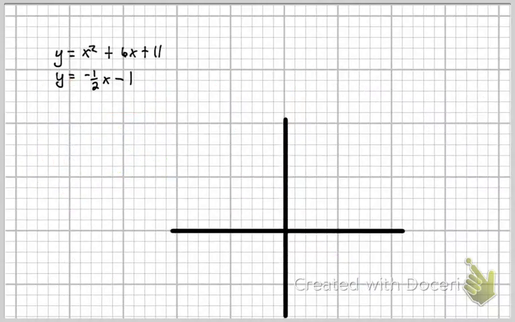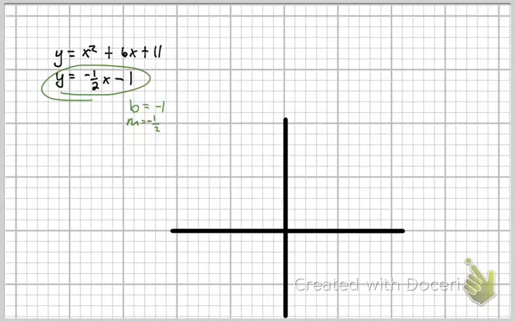So for our final example, we have y is equal to x squared plus 6x plus 11, and y is equal to negative 1/2 x minus 1. So just like the last problem, I'm going to start by graphing my linear equation first, where I've got a y-intercept of negative 1, and I've got a slope of negative 1/2.